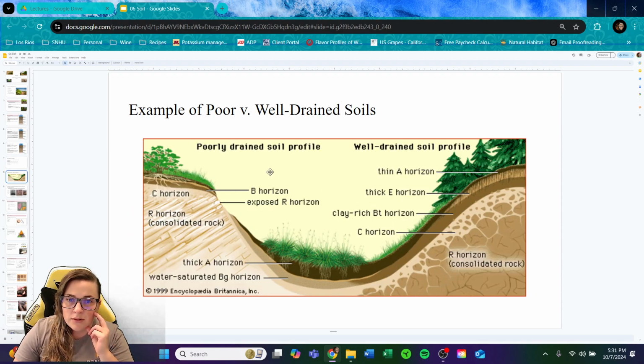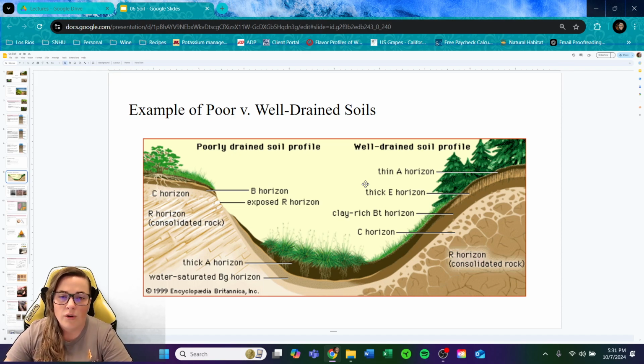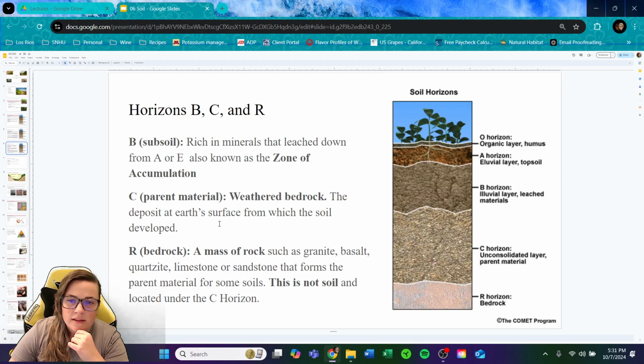Cool. So examples of poor versus well-drained soils. We talk about these horizons, and what these horizons contain will affect how well your soil drains. So here on this left side of this image, we have our R horizon, which is just consolidated rock, right? And then we have a C horizon, and then some exposed R, and then we have some root system up here, but it's very shallow and it cannot penetrate the C horizon. So this is parent material that we're seeing here.